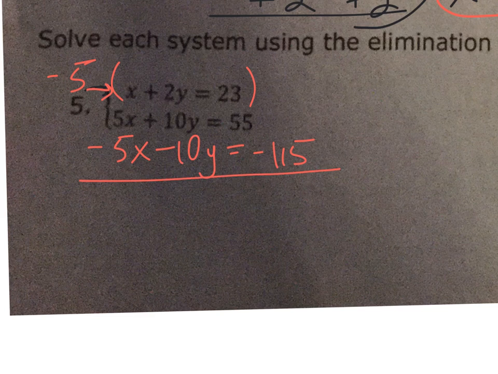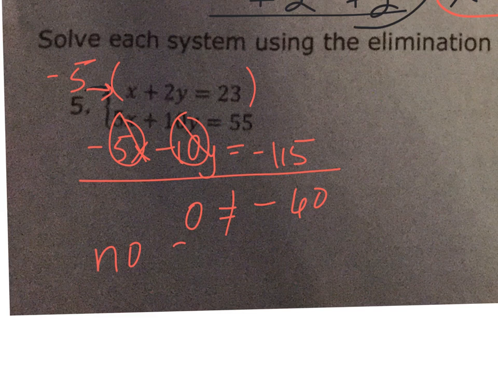So when you do that, you see that these cancel and so do these. So you're left with 0 equals negative 60, which is not true. So this one also has no solution. Okay, everything cancels out, or both variables cancel out, so you end up with 0 equals some number, and so that's going to be no solution.